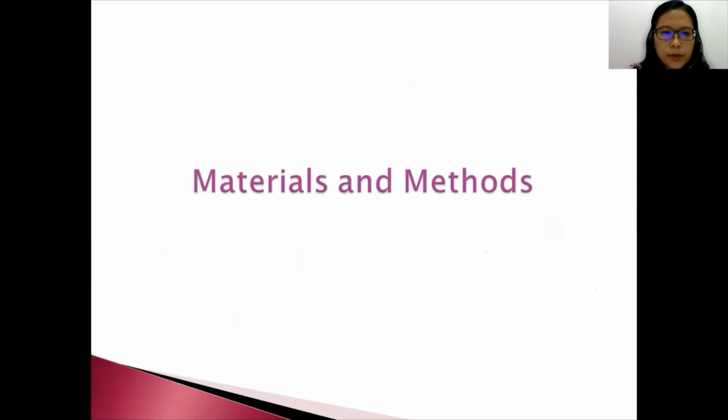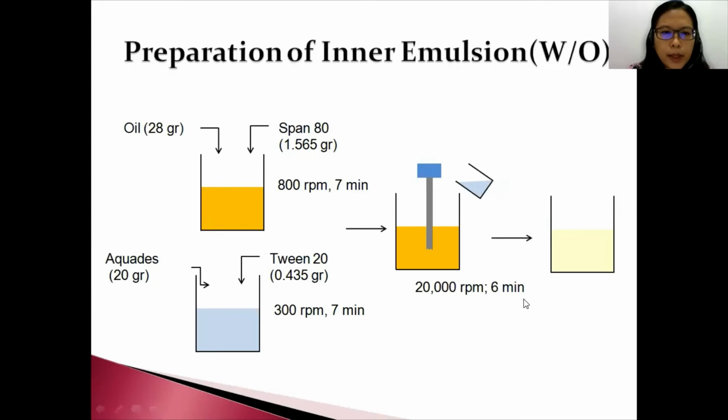So we come to the methodology. We prepare the double emulsion, but to prepare it, we have to do two steps of the emulsification process. First, we have to prepare the inner emulsion, which is a water-in-oil emulsion. So here we have to prepare the oil phase and also the aqueous phase. Then the aqueous phase will be dispersed in the oil phase, mixed using a rotor-stator homogenizer operated at 20,000 RPM for 6 minutes, and we obtain the water-in-oil emulsion.